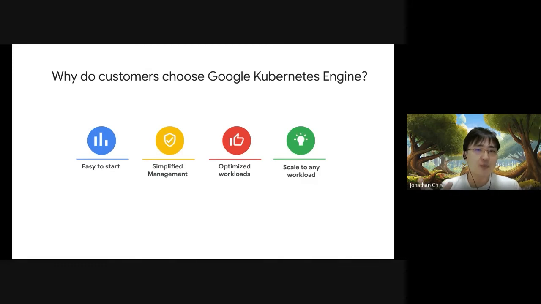There are many reasons why customers around the world choose GKE. For starters, it's easy to get it up and running. Google automates the complexity of deploying your first Kubernetes cluster. If you go to the Google Cloud Console user interface, you can stand up a cluster within minutes by just using the UI. The next thing is simplified management. This is where Google will handle all the upgrades, security patching, and auto repair of your cluster for you, and you don't need to worry about all these details.